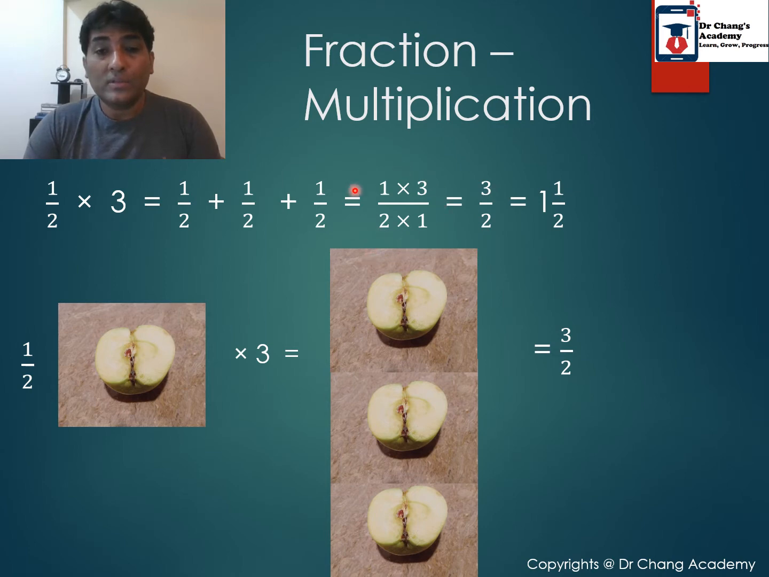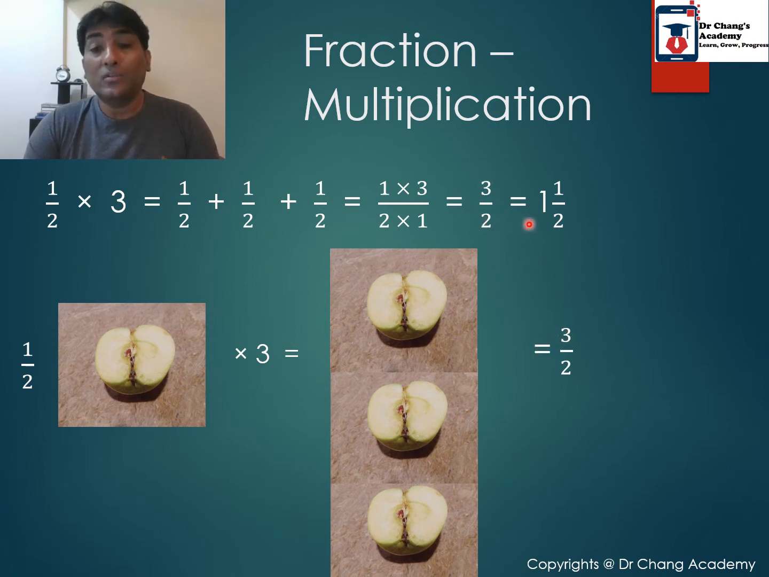This is the procedure, how we do it. We multiply numerator with numerator and denominator with denominator. In this case the numerator is 1, and we can write 3 in fractional form as 3 over 1, so the numerator is 3. So 1 times 3 is 3, and then the denominator is 2, and 2 times 1 is 2, so 3 halves. That is what we saw here, right?